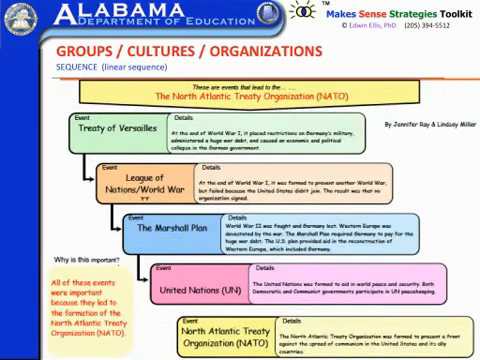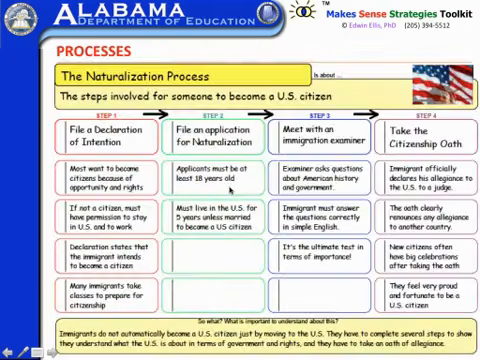So this was the development of NATO. And what this does is traces a series of events that eventually led to the development of NATO. And for each of these, like the Treaty of Versailles, what that was all about, the League of Nations, what happened there, and so forth. This is also a series of steps. This is the steps to the naturalization process.